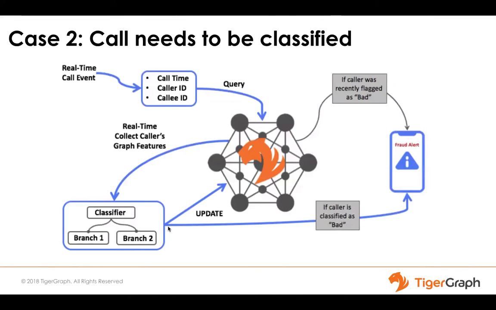After we get the score, we get the fraud type, we update the fraud flag attribute, and at the same time return the fraud type. And TigerGraph can do this in real time.